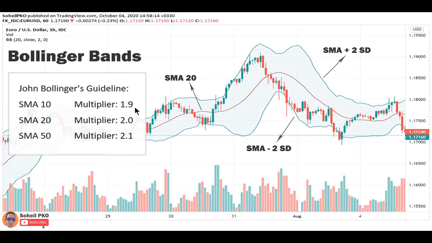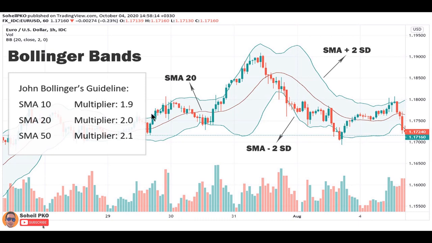Bollinger has a guideline for this. With the standard setting, which is a simple moving average with a length of 20 and the multiplier set to 2, he recommends that for a simple moving average with a length of 50, 2.1 would be adequate for the multiplier, and for the moving average with a length of 10, 1.9 is suggested.